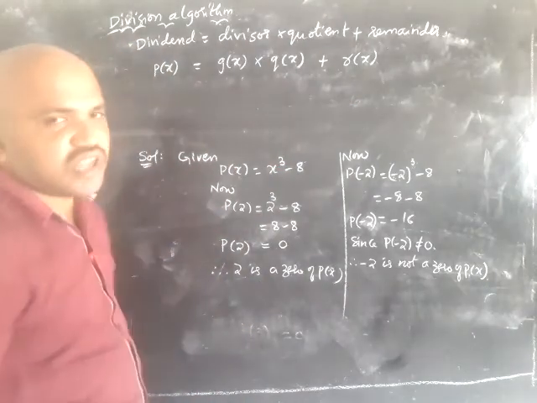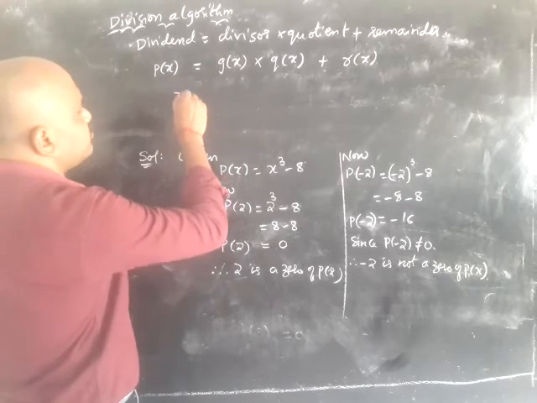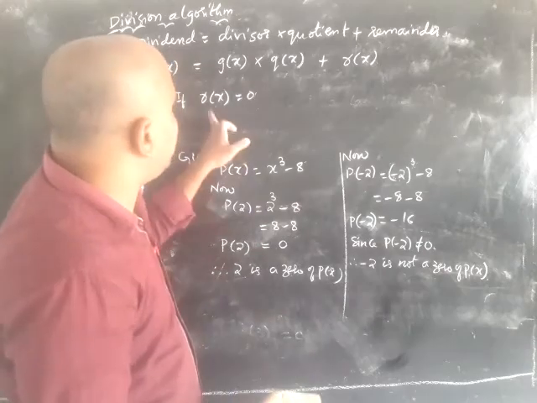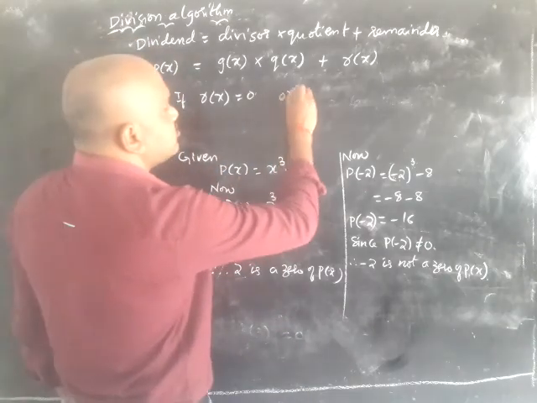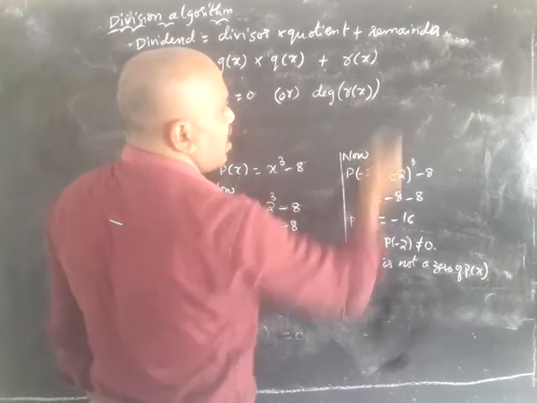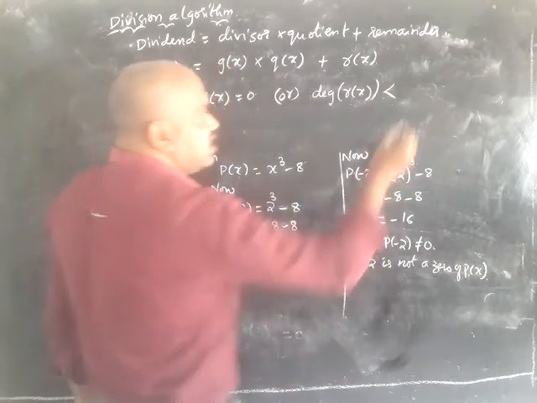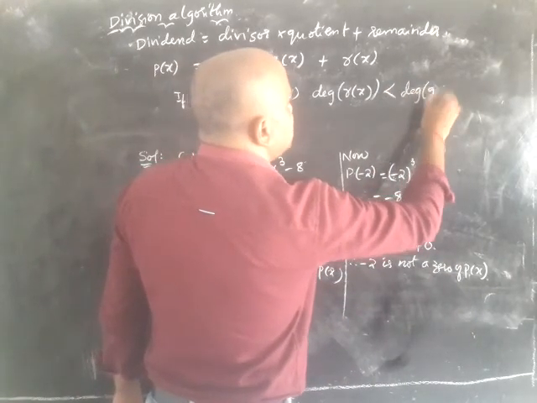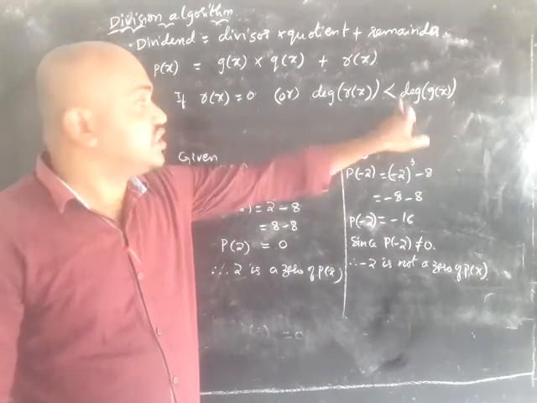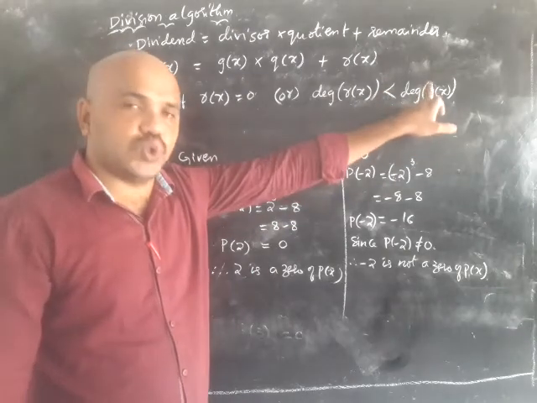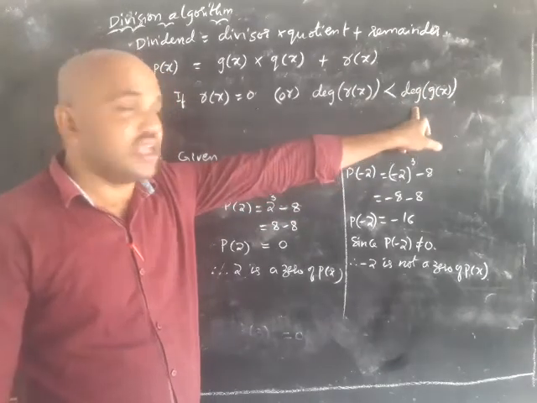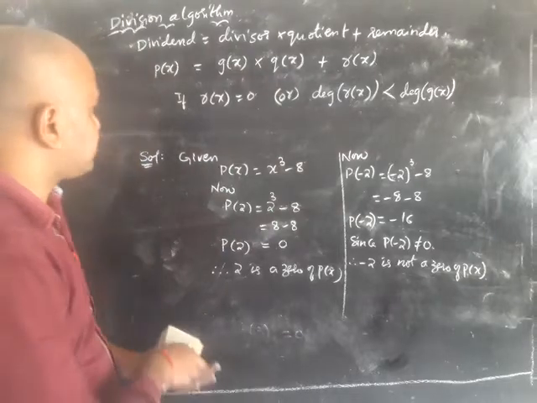Now when do we stop the division in polynomials? If R of x is equal to 0, that is, the remainder is 0, or the degree of R of x, the degree of the remainder, is less than the degree of G of x, the degree of the divisor, then we stop the division.